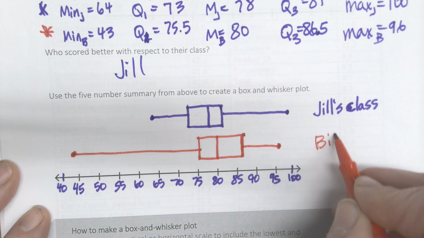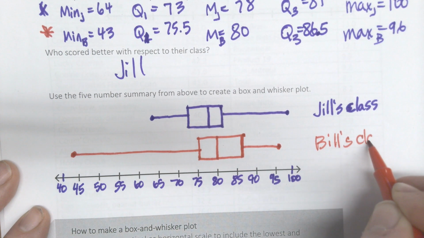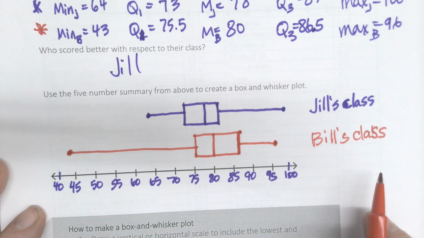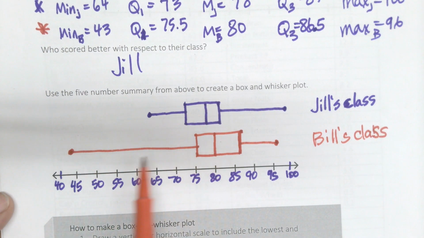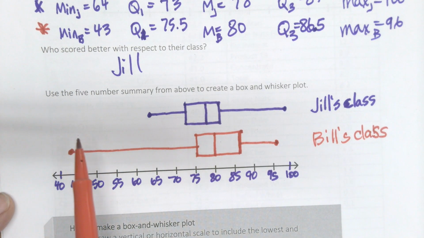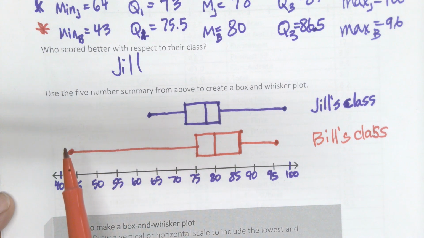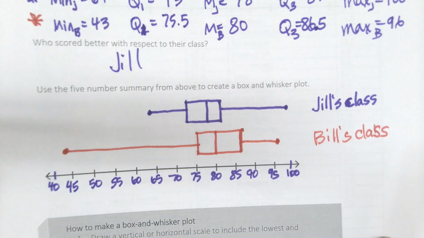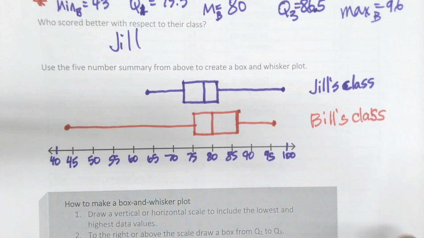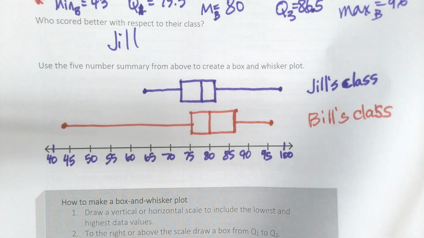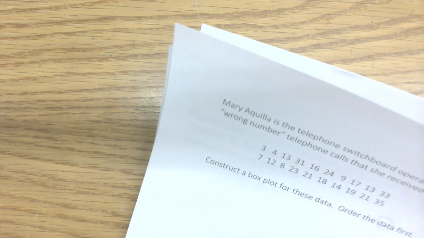And this is Bill's class. Now, I had mentioned earlier about outliers, and outliers happen when you have a score that's way out of the normal. If you see a real long whisker, sometimes we can think that potentially there is an outlier on the end, and I would need to check to see if I have an outlier at that spot.